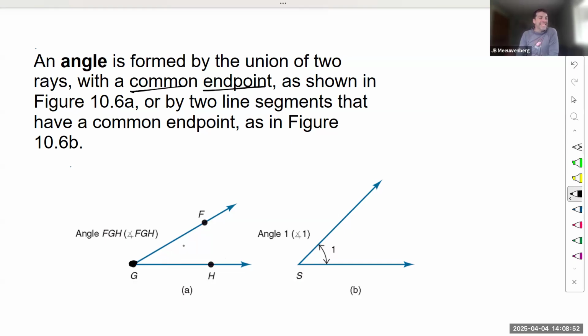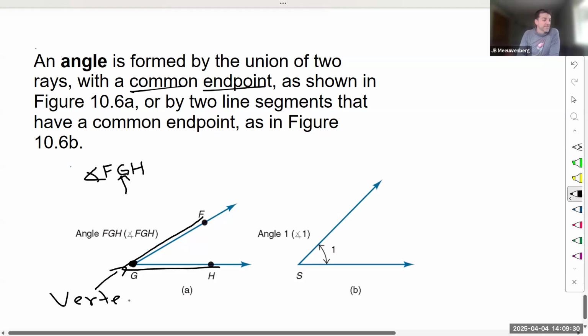And the way that we name it is we write angle FGH, often with an angle sign there. Sometimes we put our little arc right there. And note the order that we put these letters in. The point that they share goes in the middle. So whenever you're naming an angle, it's FGH with that point in the middle. And the endpoint that they share also has a name. It is called the vertex. The vertex is the endpoint that the angle shares.